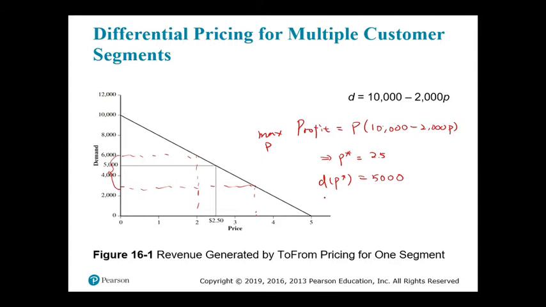And the profit, or revenue, let me just write revenue instead. The corresponding revenue is equal to $12,500.